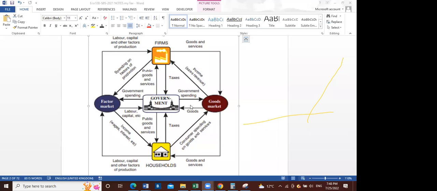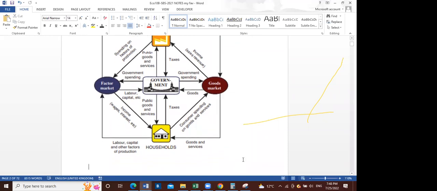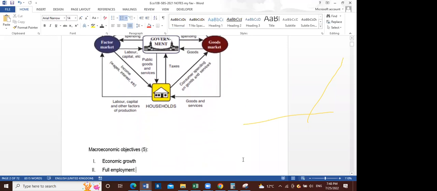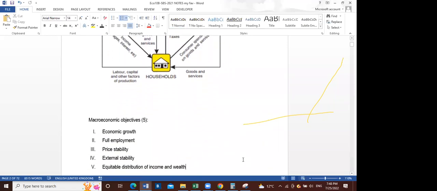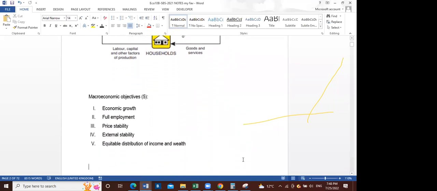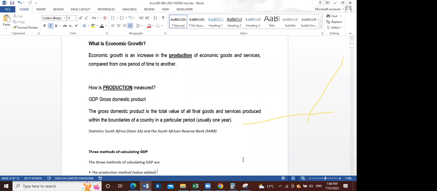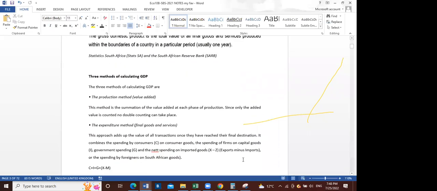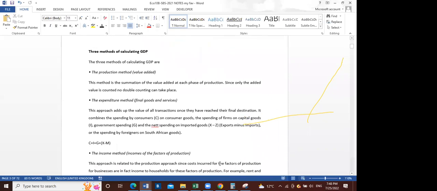Okay. So these three, the firms, the government, and the households, would be the main participants in a closed economy. And when it becomes an open economy, where we now have the external sector, which is represented by exports and imports, we can now calculate the value of GDP as the summation of all the expenditures by all the participants within the economy.